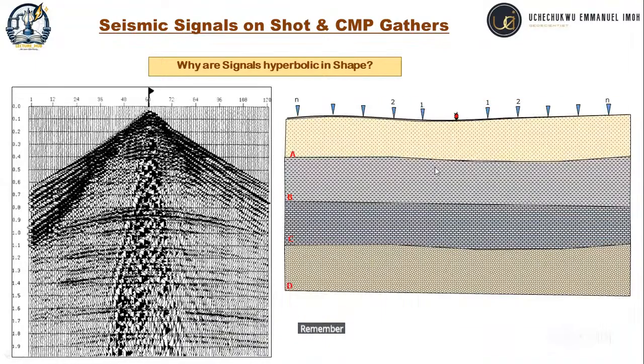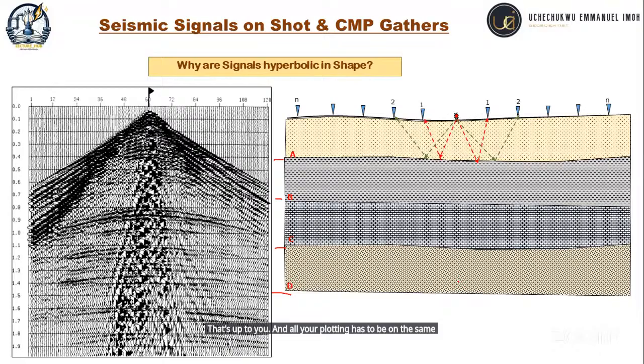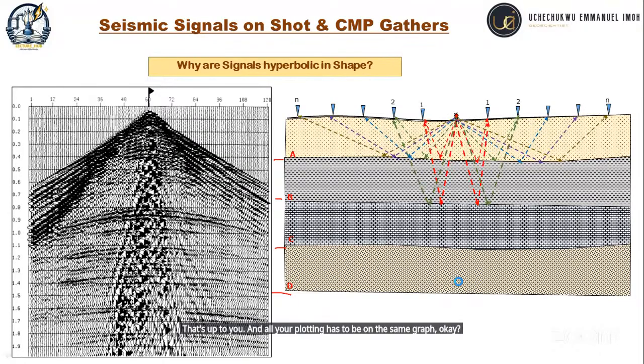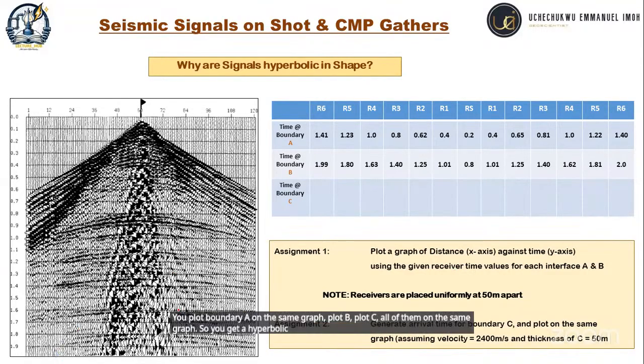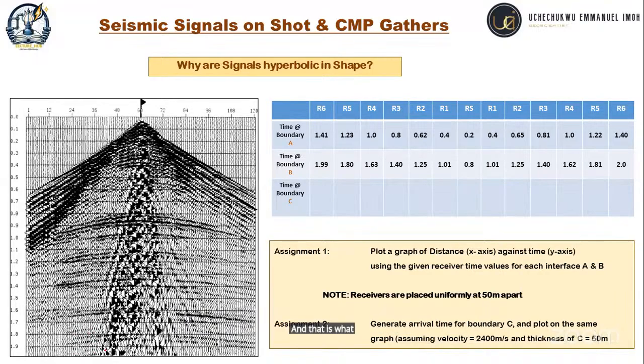Remember, we are coming from here. This is boundary A, boundary B, and boundary C. Boundary A, B, and C. If you like, you can add a D to the graph, and that's up to you. And all your plottings have to be on the same graph, okay? All your plots have to be on the same graph. So whatever you plot for boundary A on the same graph, plot B, plot C, all of them on the same graph. So you get a hyperbolic shape at the end of the day. And that is what your seismic signal looks like.